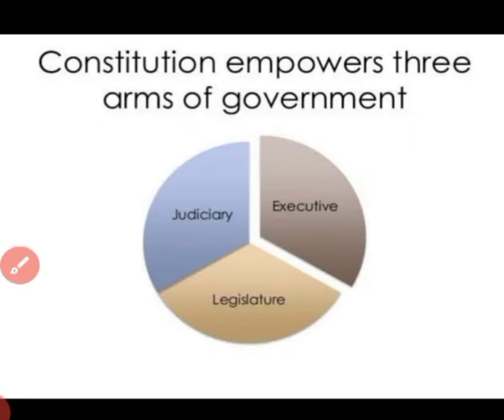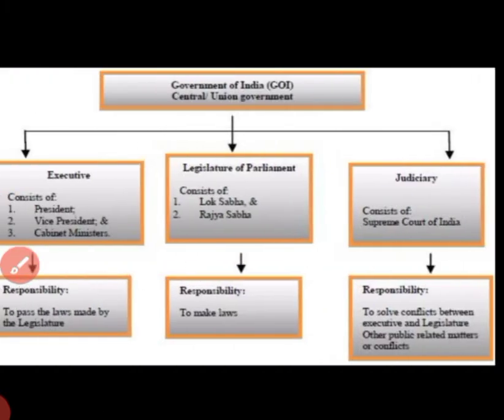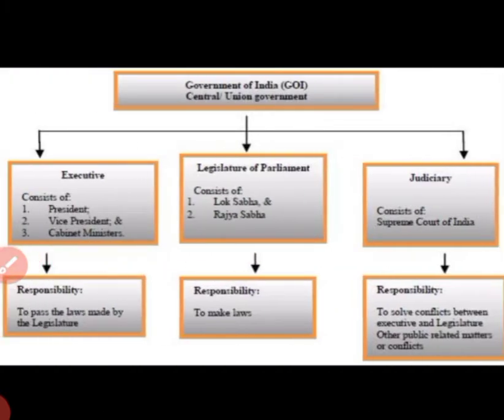Now, let me tell you the composition of the legislature, executive, and the judiciary. First comes your legislature. The legislature, or the union legislature, comprises the two houses of the parliament. First is the Lok Sabha, second is the Rajya Sabha. The Lok Sabha is the lower house or the house of the people, and the Rajya Sabha is the upper house of the parliament. So these are the two houses of the union legislature.